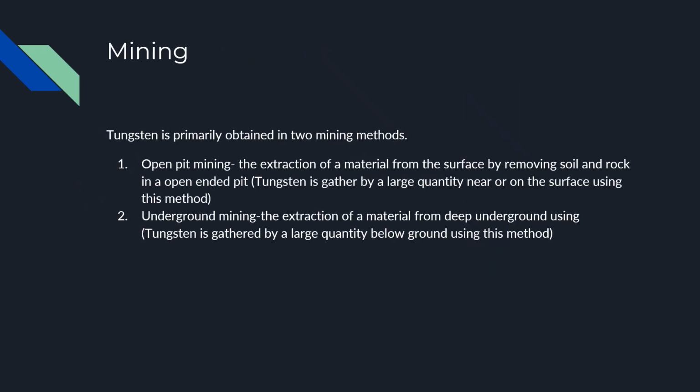Mining. Tungsten is mined using two main methods: one, open pit mining, and two, underground mining. Open pit mining removes soil and rock near the surface to access ore deposits that are in shallow areas. This works best with large quantities that are in said shallow areas. Underground mining, on the other hand, is used where the ore deposits are deeper. Shafts and tunnels are used to get to said deposits.